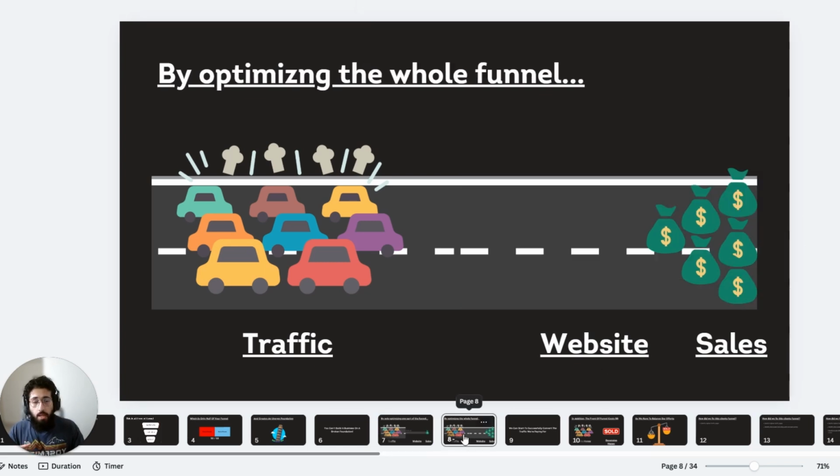Now, if we can fix this and increase the size of the lane, we can drive way more traffic down the road through your website and generate way more sales from the same amount of traffic. And that's really a key point, is that we don't need to pump more money into ads. We can just take what we're already doing and make it way more efficient.